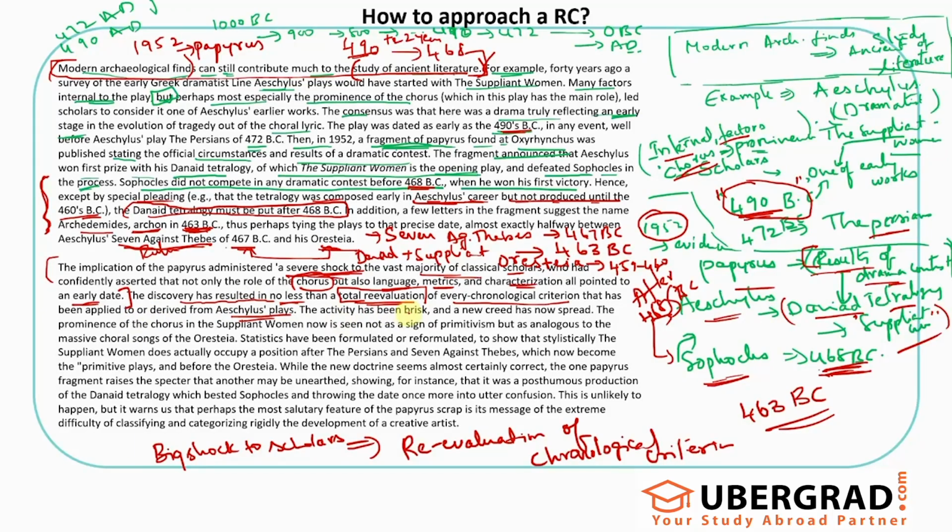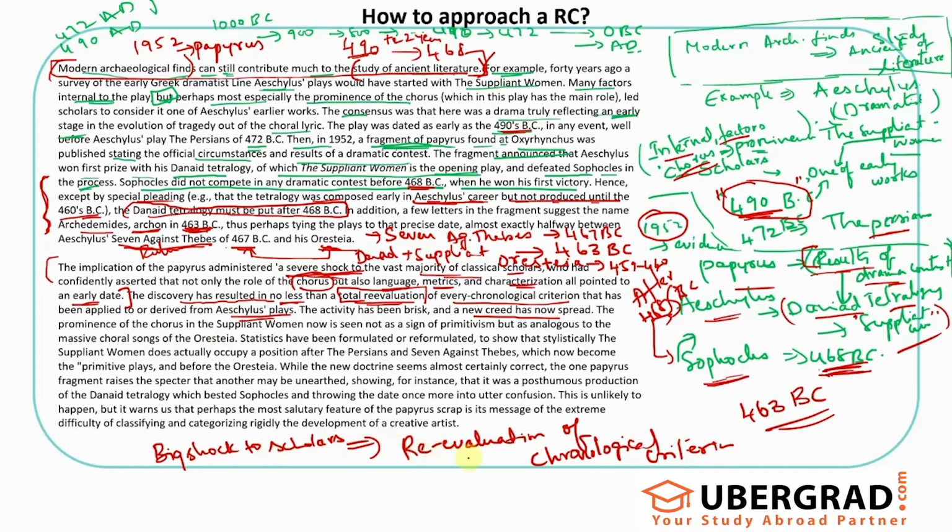Their activity has been brisk, so that's quick. They've done it very fast, and a new creed has spread. A creed is like a community of similar faith. So now a group of people have started to believe in this. They started to question and re-look at all of this, and they started to believe this. The prominence of the chorus in Suppliant Women is now seen not as a sign of primitivism, but as analogous to the massive choral songs of the Oresteia.